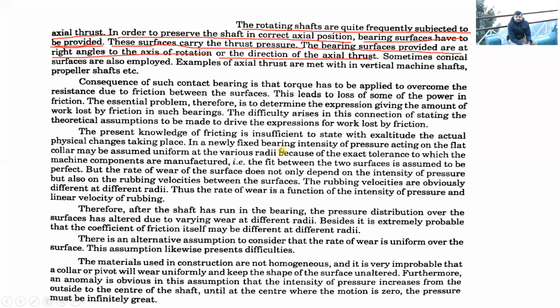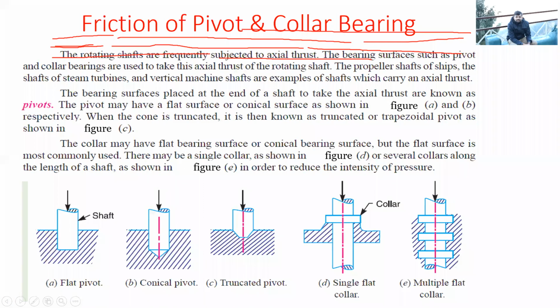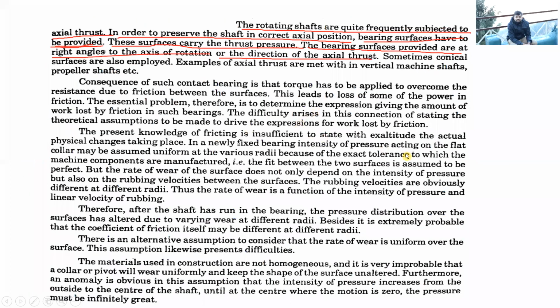Now, in newly fitted bearings, the intensity of pressure acting on the flat collar may be assumed uniform at various radii because of the exact tolerance to which the machine components are manufactured. When the new shaft and new bearing are employed, we can assume that the pressure coming due to this axial thrust is uniformly varying over the surface of the bearing. Why? Because of the tolerances with which these machine components are manufactured.